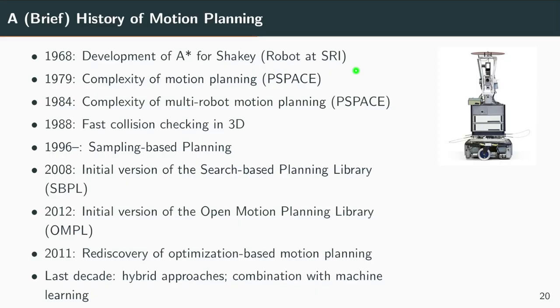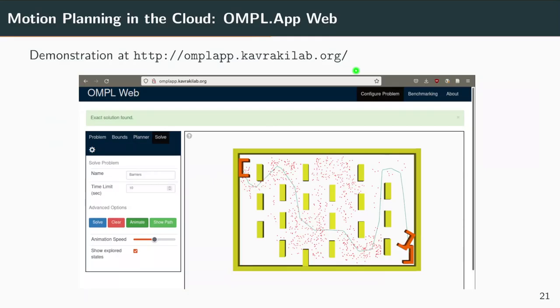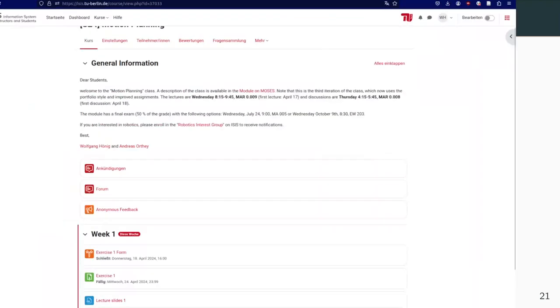And so in the last decade, since the book came out, a lot of things happened in terms of more hybrid approaches, combinations with machine learning, and so on. Okay, and just to maybe give you an example, you can test motion planning problems also in the browser. When I checked this morning, of course, the web page was down. Otherwise, I would show it online, but it does run.